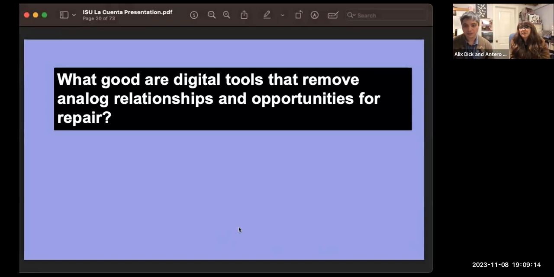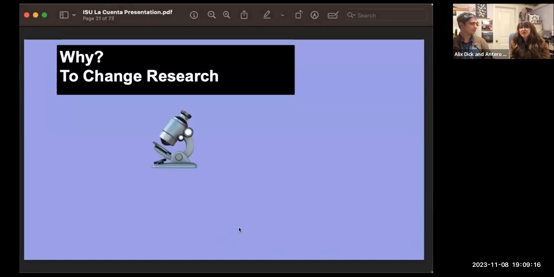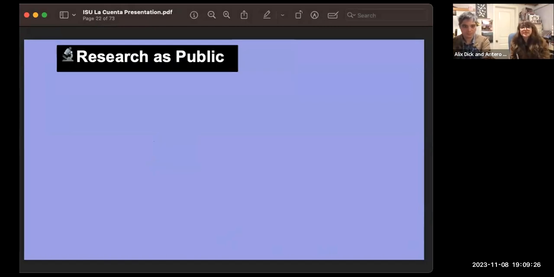And so, speaking of research, the last why for us is: our true why is about changing research and what it means to do research. We actually have four different ways of what it means for us.